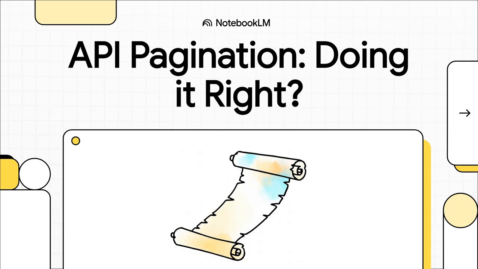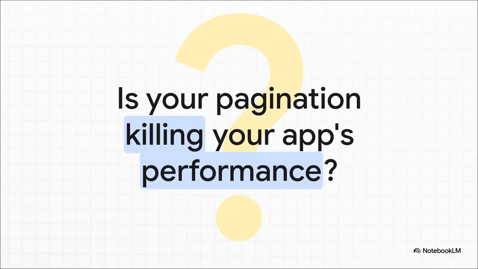All right, let's talk about something that can literally make or break a scalable app, but it's so often just an afterthought. API pagination. And we're going to figure out, are you really doing it right? So let me just start with a question for you.